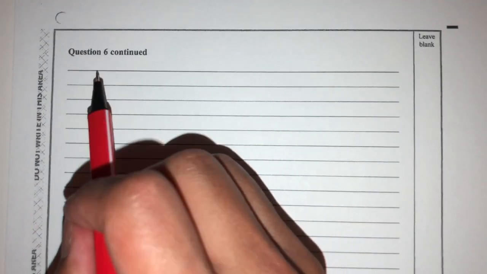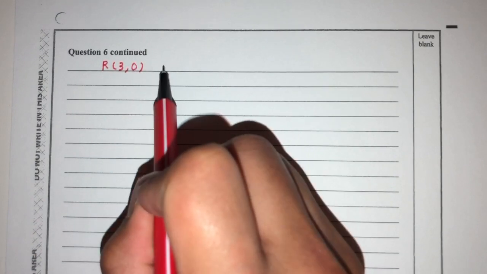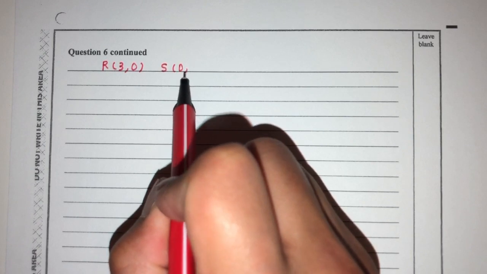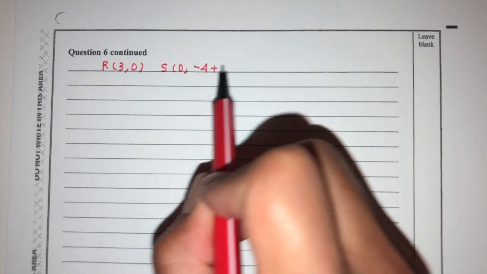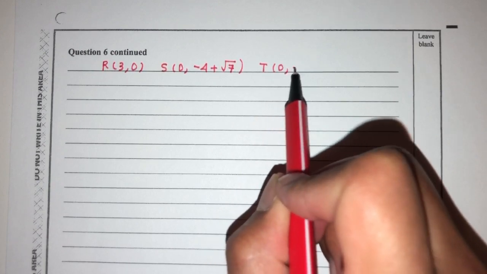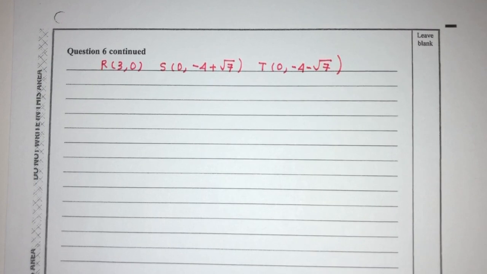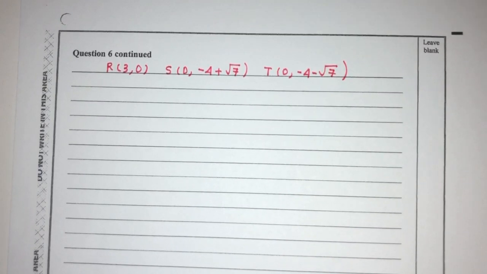So the first point we have seen is R, which is on the x-axis. That was (3, 0). And then we have S, that will be (0, -4 + root 7). And then T, we have (0, -4 - root 7). Now, how would you find the area of such a triangle?